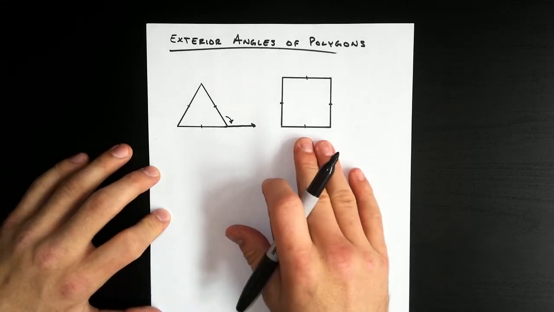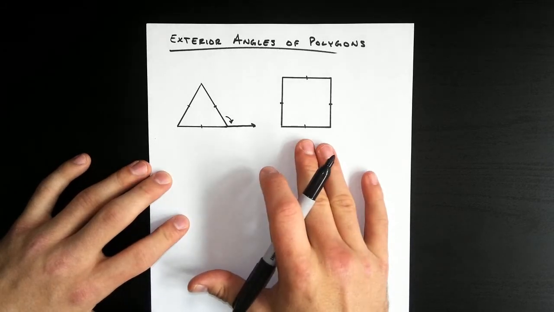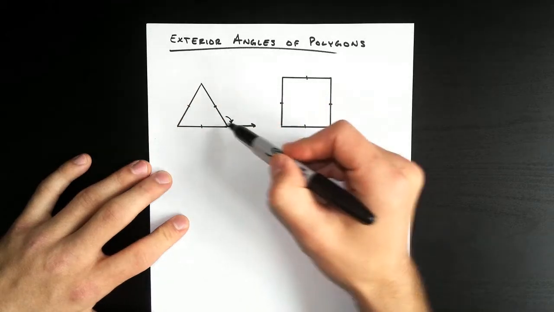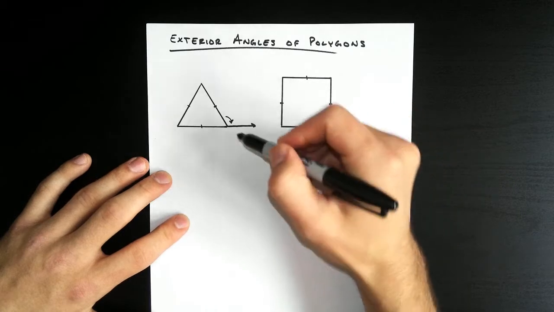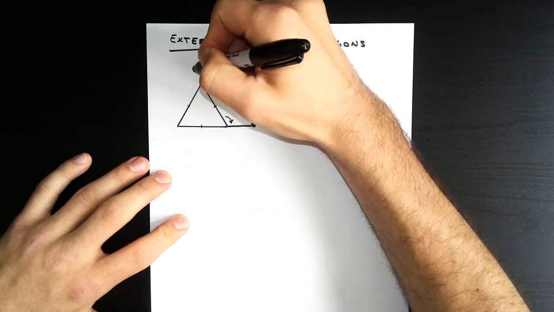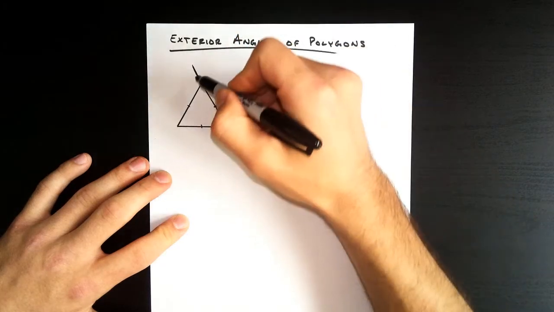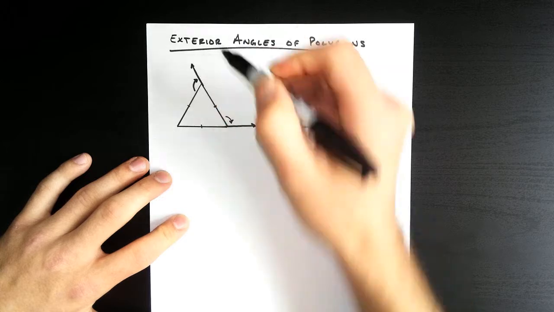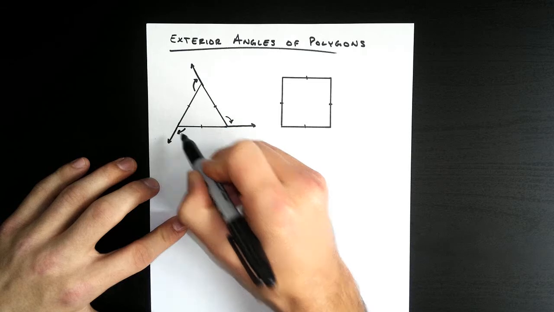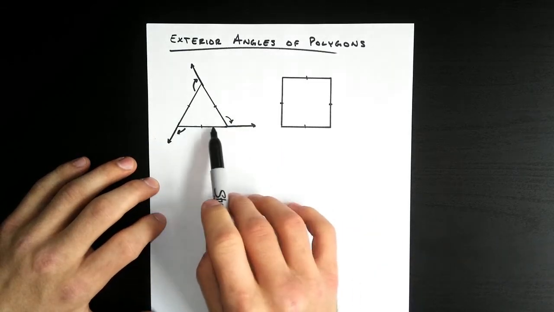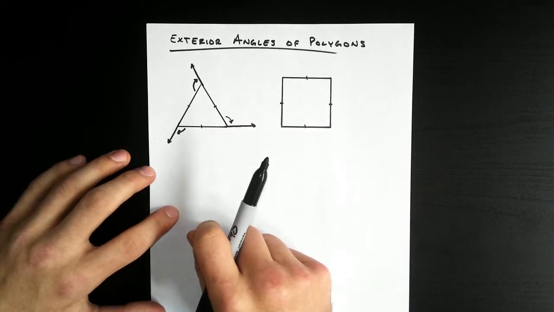So let's just start with two specific examples. I have an equilateral triangle and I have a square. On this equilateral triangle, we have three interior angles, so we have three exterior angles. Here's one of them already drawn in. If I extend this other side this way, here's a second exterior angle, and then if I extend this last side, we get a third one here. Now because we are extending this side out, the interior and the exterior angles are supplements to each other.